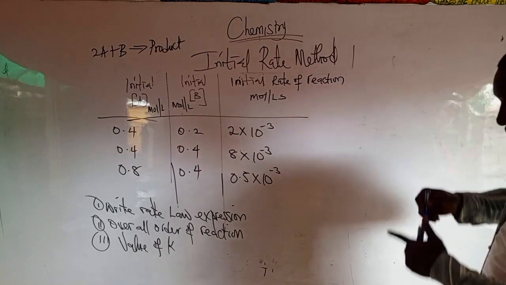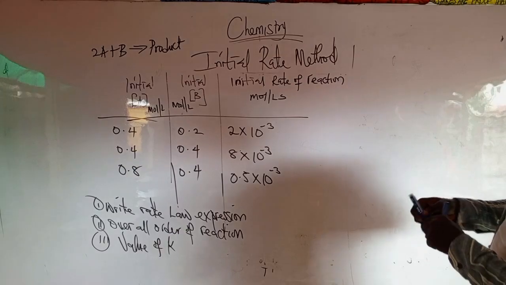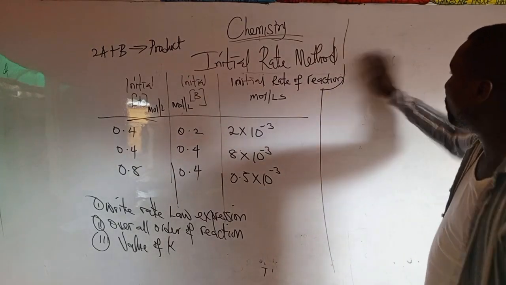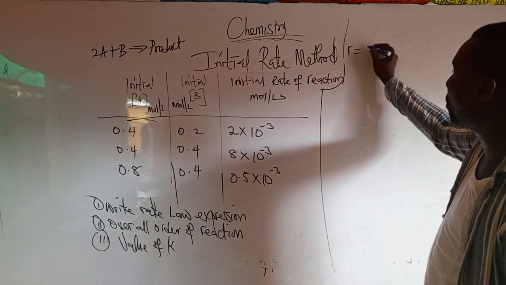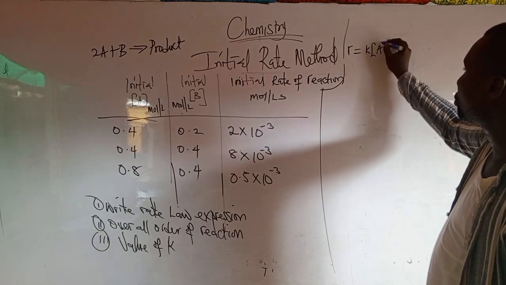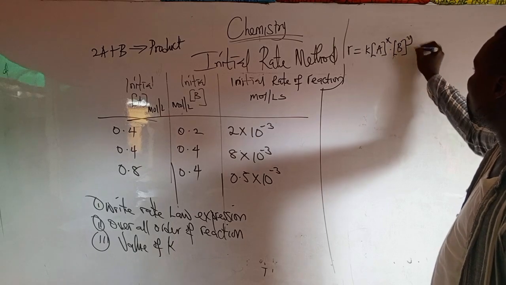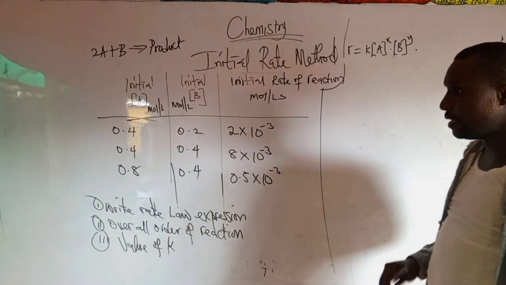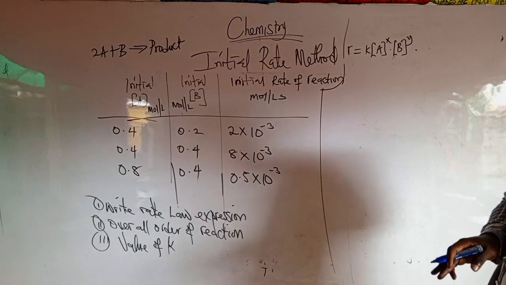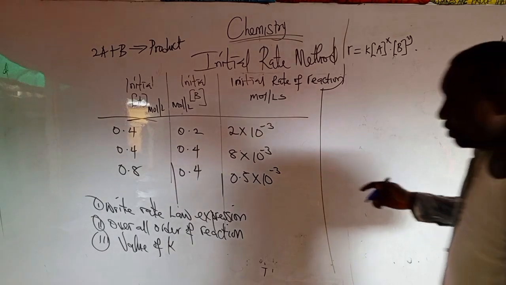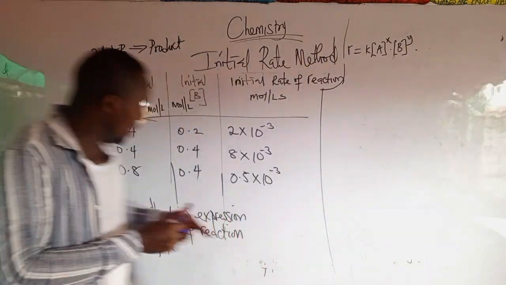We have R equal to K, concentration of A raised to X, concentration of B raised to Y. Let us look at the shortcut, to see whether after working it out we get the same thing as the shortcut. Let us look at this.